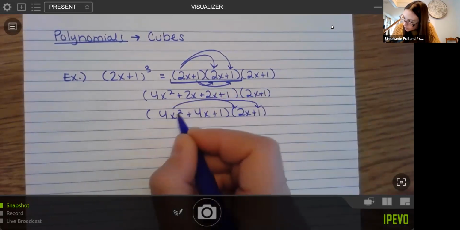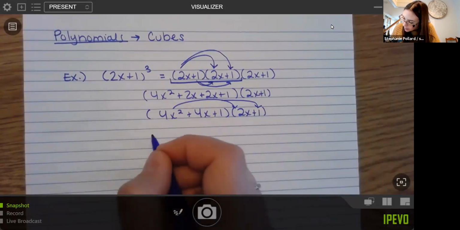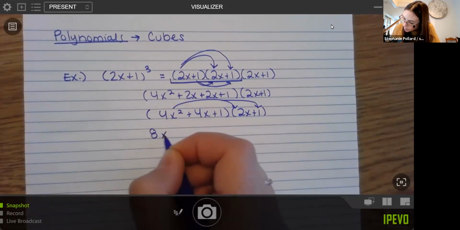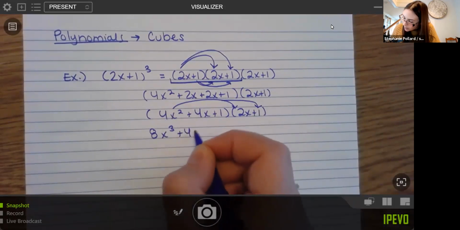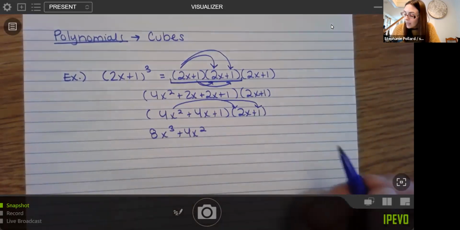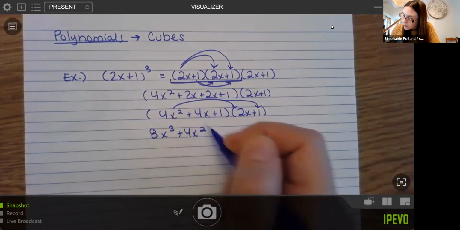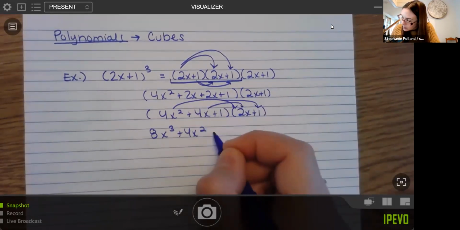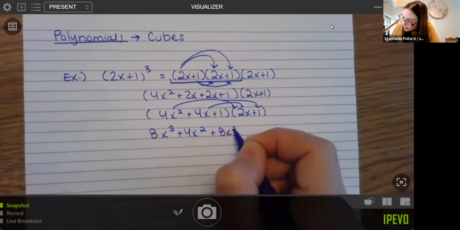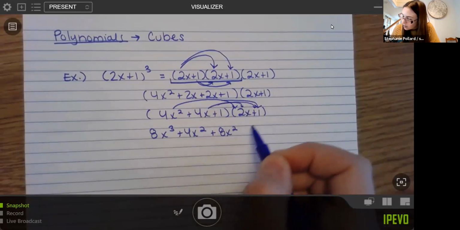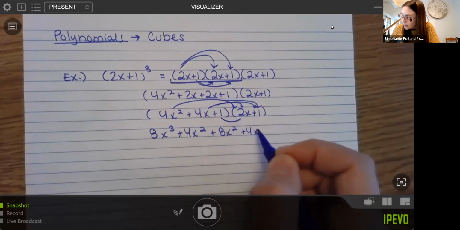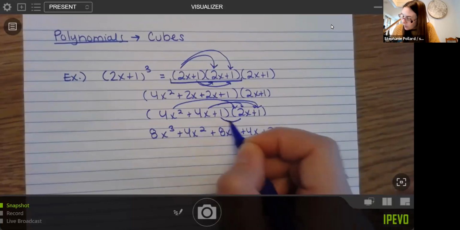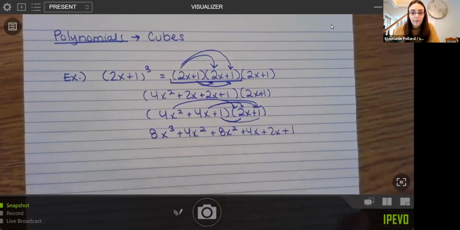So I have 4x squared times 2x. So let's see, that's going to be 8x cubed. And then 4x squared times 1 is just plus 4x squared. Now I'm going to do the 4x term. So 4x times 2x is going to be 8x squared. And then 4x times 1 is going to be 4x. And then finally, I'll do the 1. 1 times 2x is 2x, and 1 times 1 is 1.